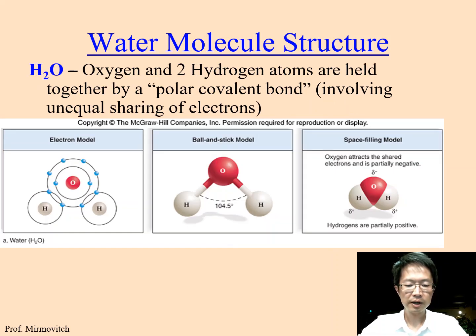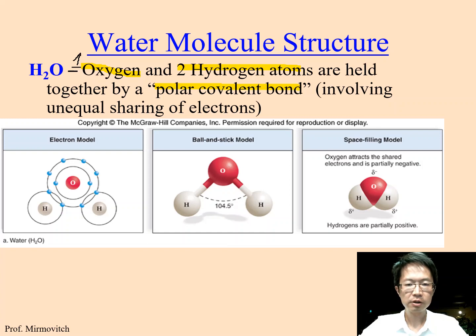Water has 2 hydrogen atoms held by the polar covalent bond that I mentioned at the beginning of today's lecture. 2 hydrogen atoms and 1 oxygen atom. It should say 1 here. One oxygen atom and 2 hydrogen atoms, joined by polar covalent bonds.